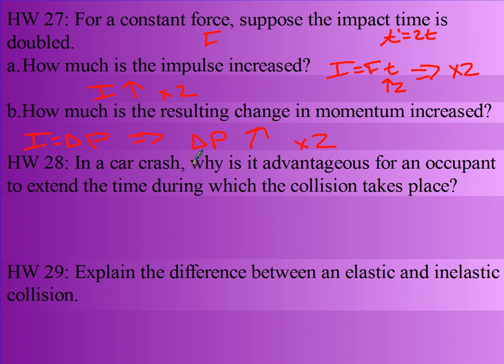In a car crash, why is it advantageous for occupants to extend the time during which the collision takes place? Well, impulse equals change in momentum, and you remember in any car crash the change in momentum is the same. It's going to equal your initial velocity times your initial mass, so this is a constant, and this is equal to Ft. So you want to increase the time to decrease the force, because that has to equal a constant number.